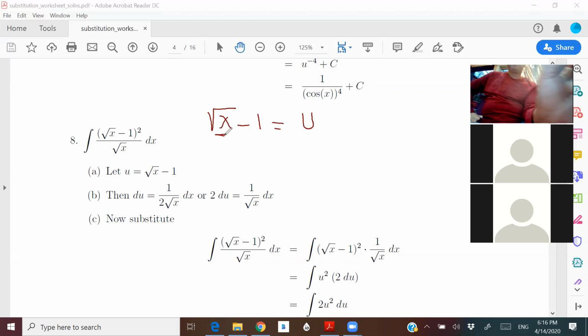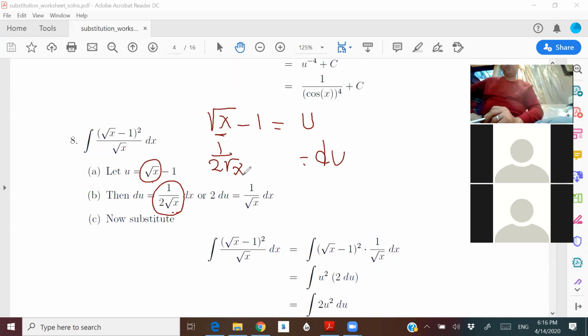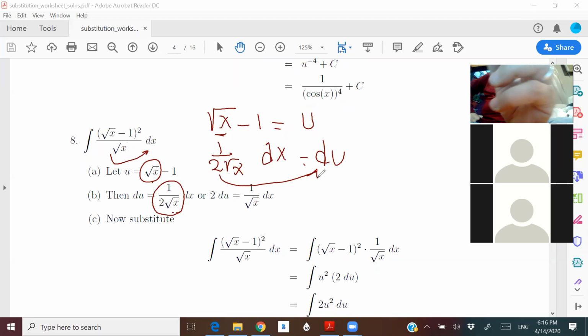What is the derivative of radical x? We learned it in the first term. The derivative of radical x is 1 over 2 radical x. It means du equals 1 over 2 radical x dx plus 0. So I have to replace 1 over radical x dx by 2 du.